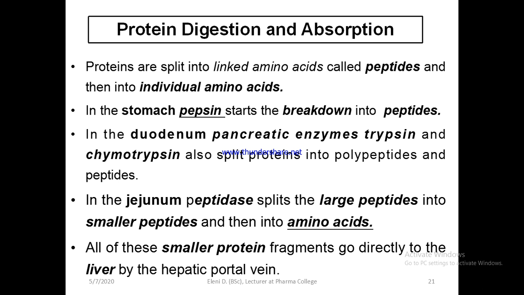So this is enough for part 1 of our session. In part 2 we'll see the other macronutrients and also the micronutrients. So for now, it's enough.